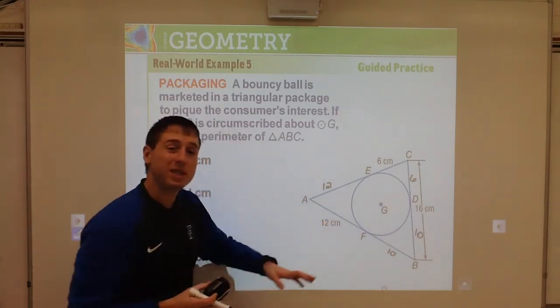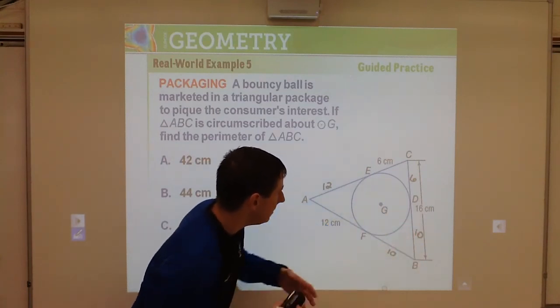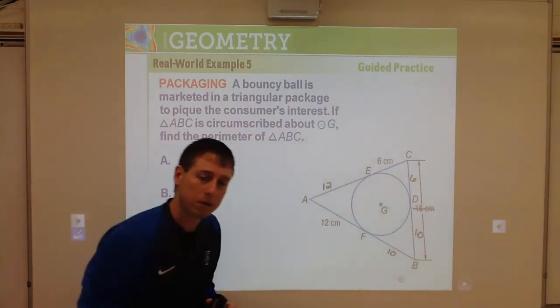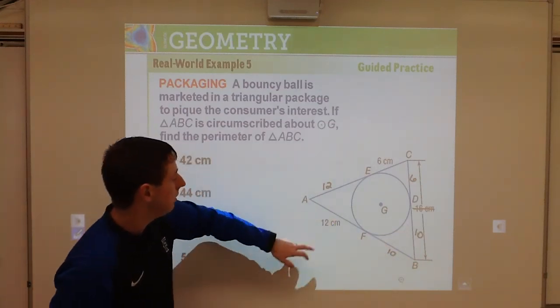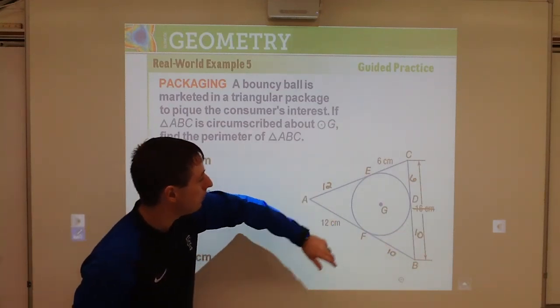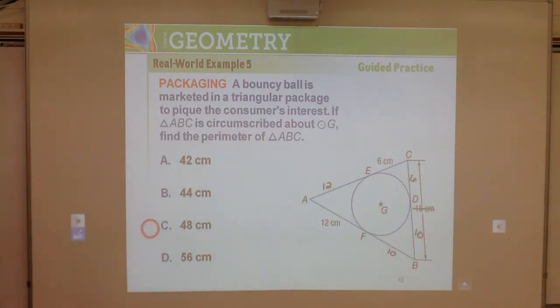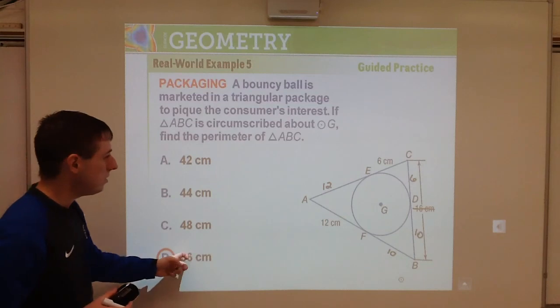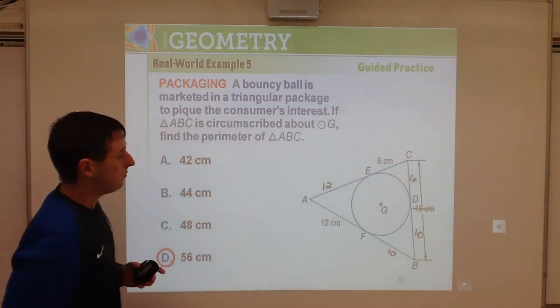And the final step's going to be just add them all together. Add 12, 12, 6, 6, 10, 10. Don't add in the 16 anymore. It's not part of it anymore. And you got your answer. So 10 plus 10 is 20, 32, 44, 50, and 56 would be our final answer there. So 56 centimeters, the whole perimeter around that triangle.